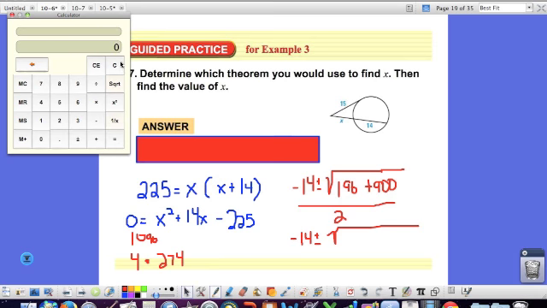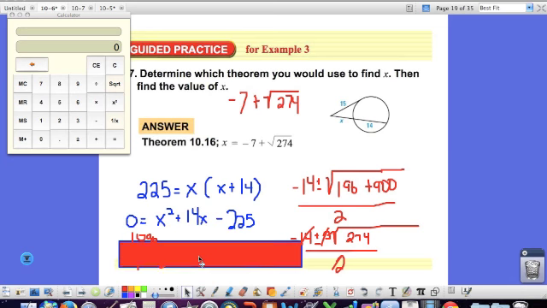Trying a few other things here, trying 7, until I decide that it must be 2 square root 274 all over 2. Simplify, and I get negative 7. Technically, it would be plus or minus, but I can't have minus because that's going to take me into negative land, and I'm talking about a length, and that's not going to work. So negative 7 plus the square root of 274. And that was theorem 10-16 that I'm using. But more importantly, I want you to know how to solve the problem.